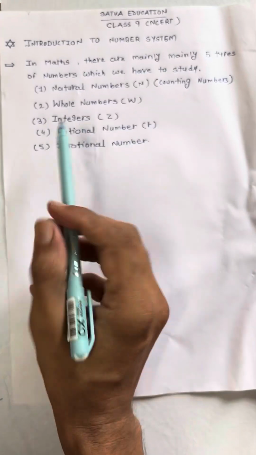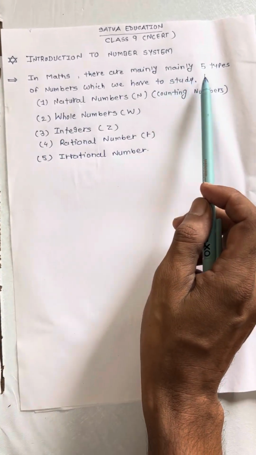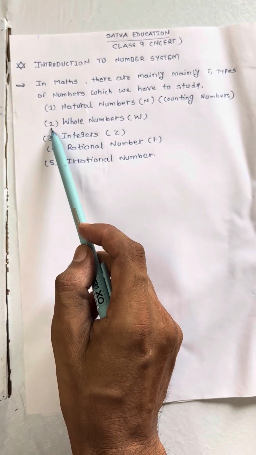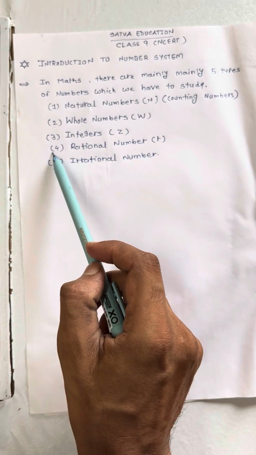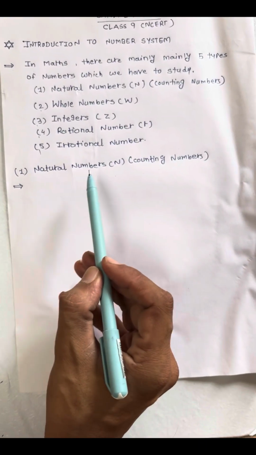In maths, we are going to study the introduction of the number system. In maths, there are mainly 5 types of numbers which we have to study. The first is natural number, second is whole number, third is integer, fourth is rational number, and fifth is irrational number.